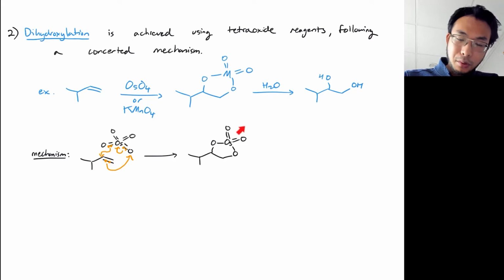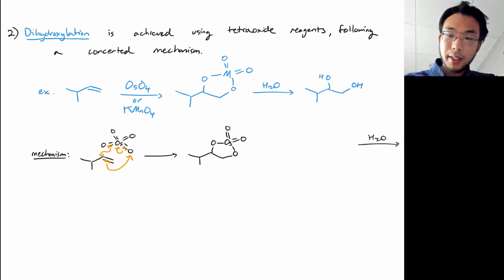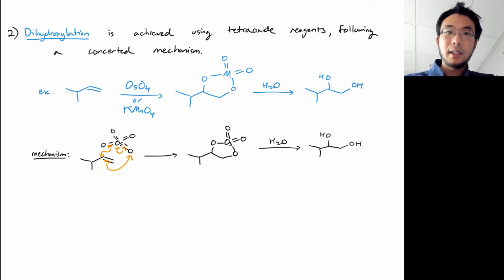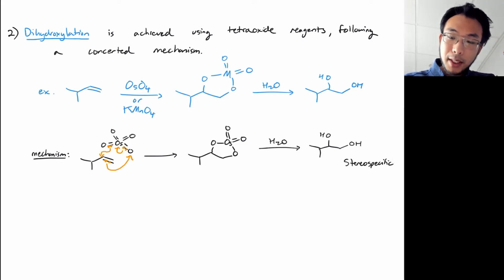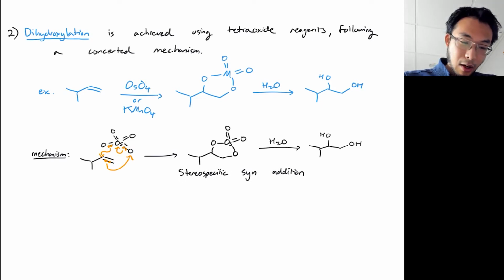This gets us to the osmate ester. This osmate ester, then depending on the specifics of the reaction conditions, can then be hydrolyzed. So if there's water around, they can be easily hydrolyzed through typical substitution type of chemistry to get to the diol.